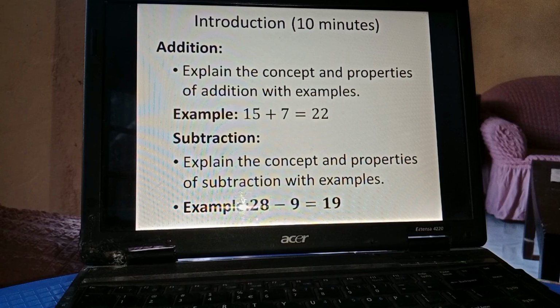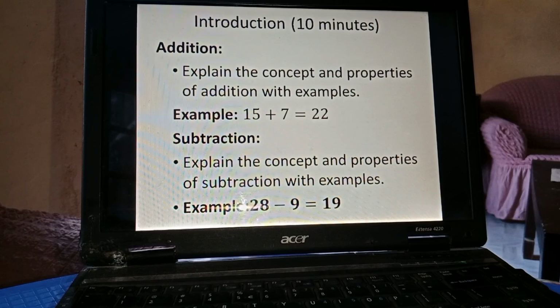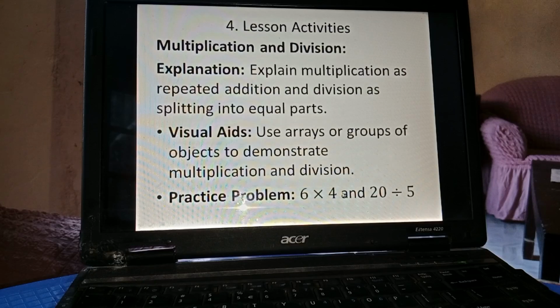Introduction, 10 minutes. Addition, explain the concept and properties of addition with examples. 15 plus 7 equals 22. Subtraction, explain the concept and properties of subtraction with examples. 28 minus 9 is equal to 19.